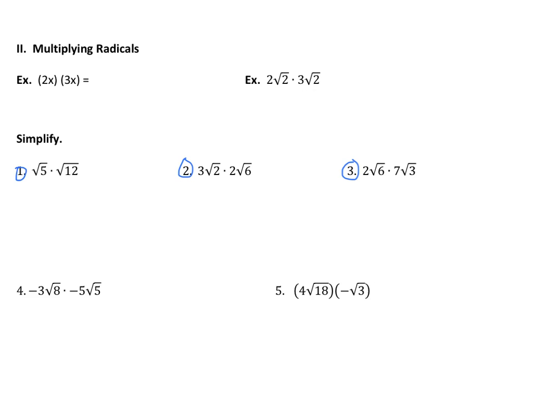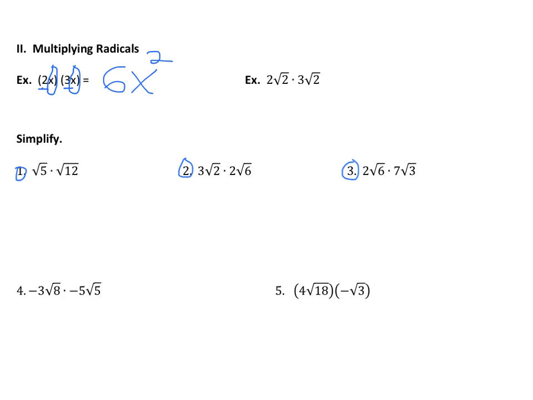Now, if I look at this example, I know when I multiply 2x and 3x, I can just multiply the coefficients, 2 and 3. That gives me 6. And then when I multiply x times x, that gives me x squared. So the main point there was just multiply your coefficients, 2 and 3, and then multiply the variables.